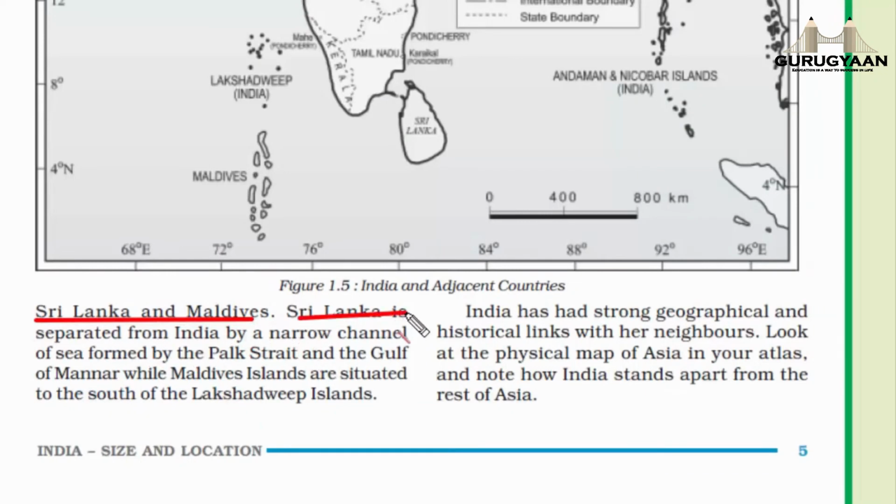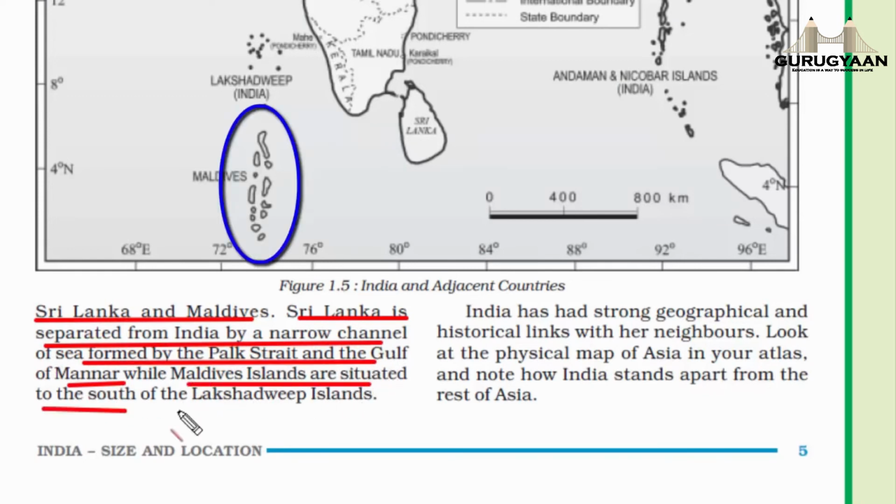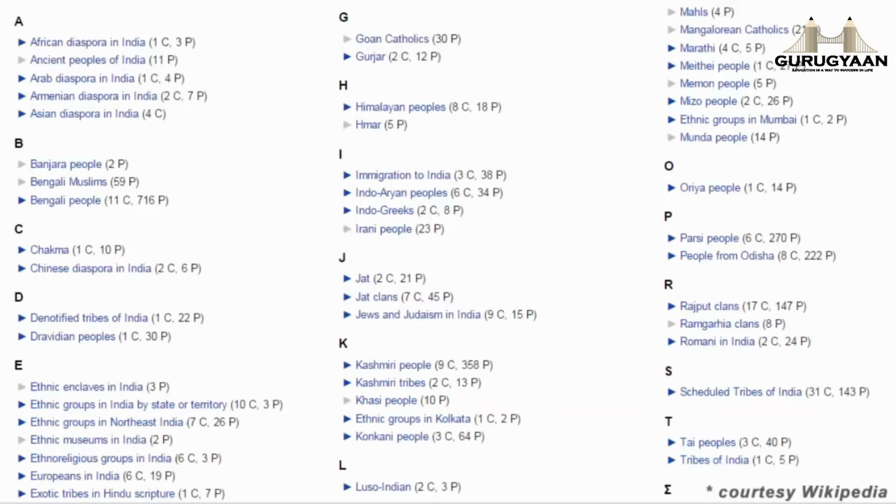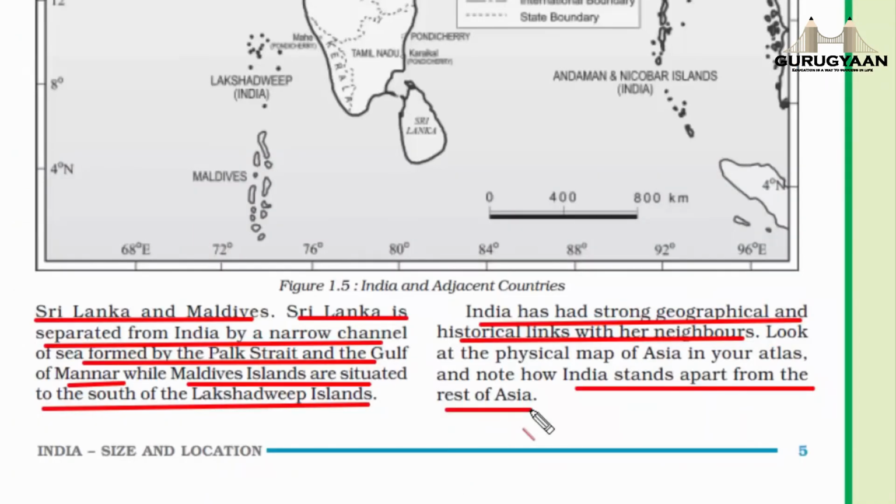So the narrow channel of sea between India and Sri Lanka is called Palk Strait or Gulf of Mannar, and Maldives are situated to the south of Lakshadweep Island. And India stands apart from the rest of Asia because India has all major ethnic groups found in Indian subcontinent. Some of the ethnic groups in India consist of African ethnicity, then you have Chinese diaspora, then Dravidian people, then we have Iranians, Indo-Greek, Indo-Aryan, we have Jews, Europeans, French ethnicity. All these ethnic groups exist in our country, and that makes India totally different from other Asian countries.